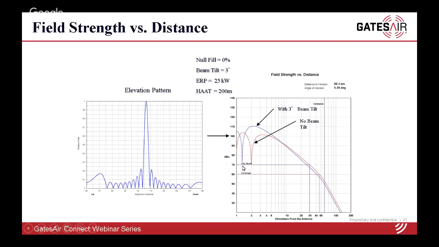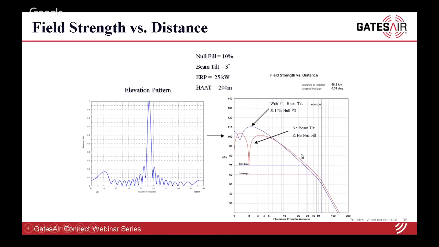So let's say your studio was here, okay? By adding beam tilt, we actually move this null back. So now your studio's got a lot of signal, or whoever's in that 2 kilometer range actually gets a lot more signal. So if your tower is sitting just outside of town and you want to make sure from 2 kilometers on, you get a good signal, beam tilt is one way of doing that by keeping the beam in where your population is. So you can add beam tilt to actually move the nulls around.